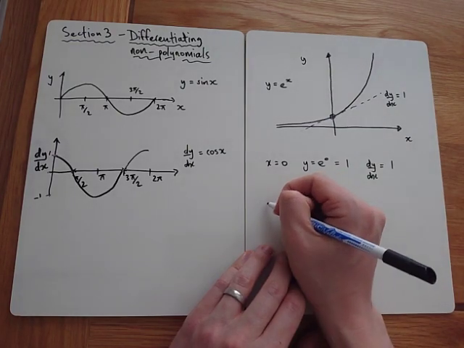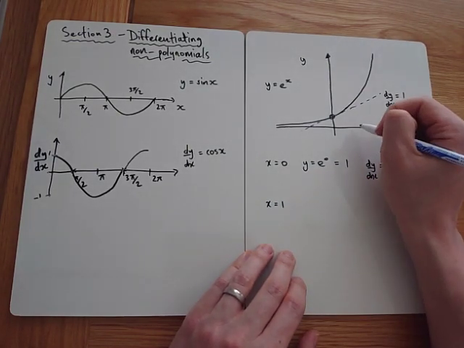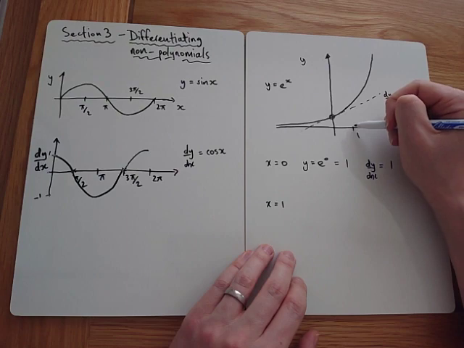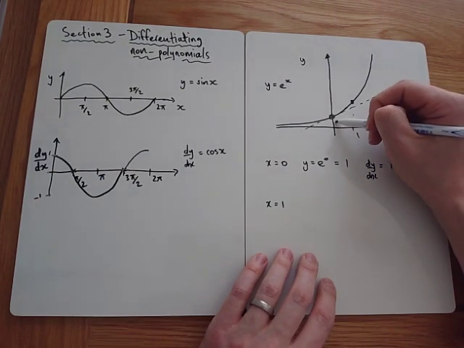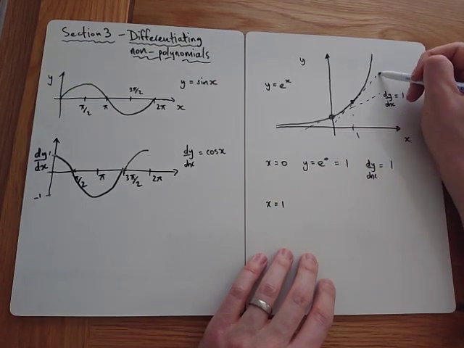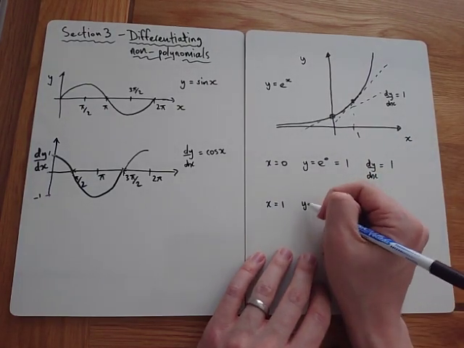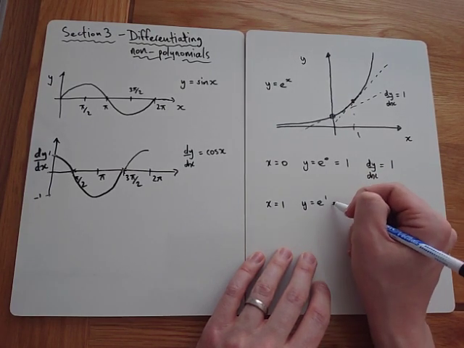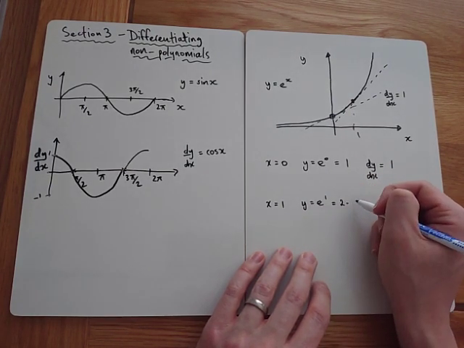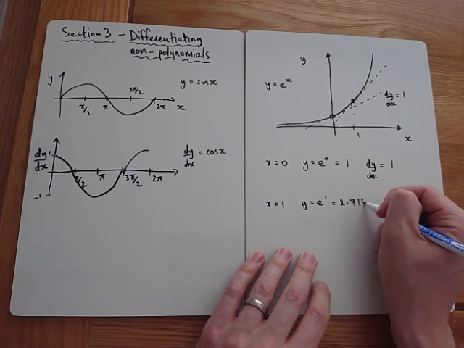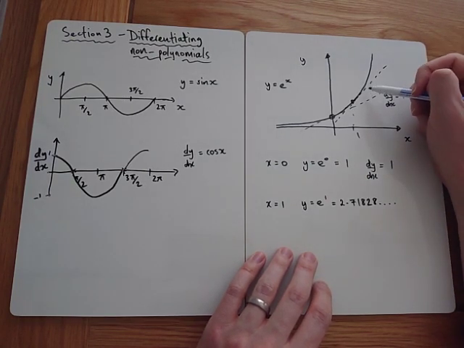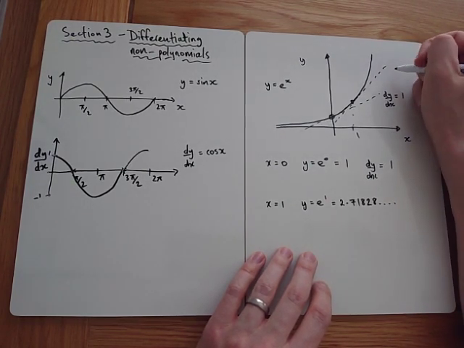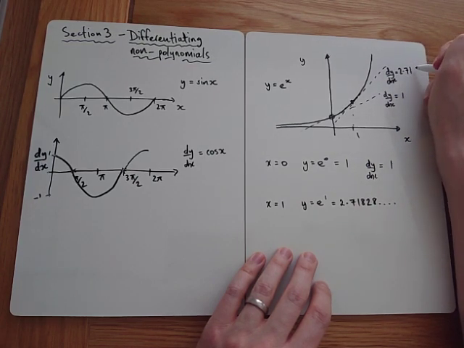Okay, let's try another point. x equals 1. Our curve has clearly got a steeper gradient now, hasn't it? y is equal to e to the power 1, which is roughly 2.71828. The gradient at that point is also 2.718.